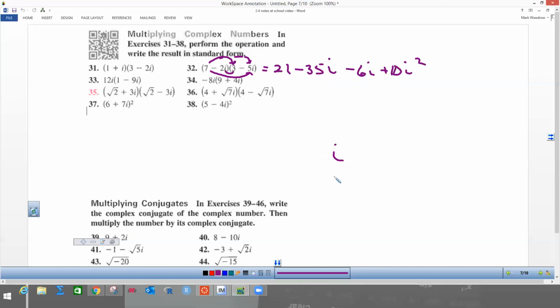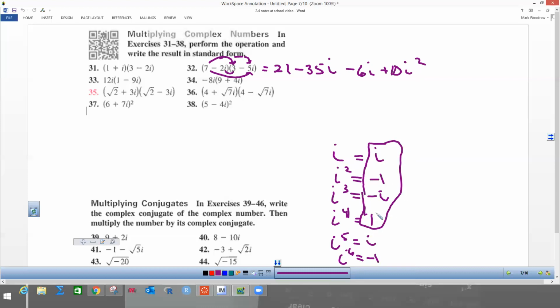Now, if you have not seen the at-home video: i equals i, i squared is negative 1, i cubed is negative i, because it's i squared times i, negative 1 times i is negative i, and then i to the 4th is i squared squared, so negative 1 times negative 1 is 1. When you get to i to the 5th, that goes back to the first one, i to the 6th is the second one, and so forth. It just repeats every 4. I'm telling you that because you're not allowed to use i squared. Your answers can only be in this form when you're dealing with i. It's got to be one of these 4 numbers.